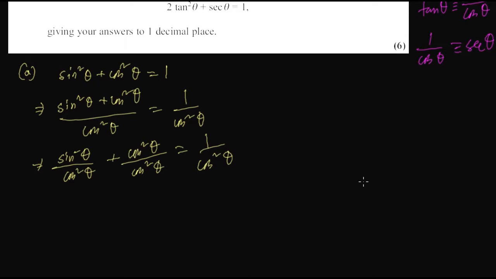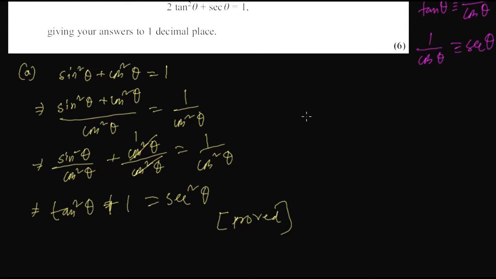And I hope you can see what's going on here. This is sine squared theta by cos squared theta, so we can write tan squared theta. The cos squared theta cancels off as 1, so this is plus 1, and 1 by cos squared theta is sec squared theta, and we have proved the identity. Done. That's it. Let's do question number B.